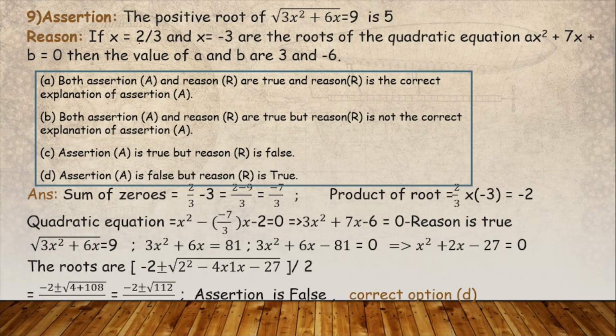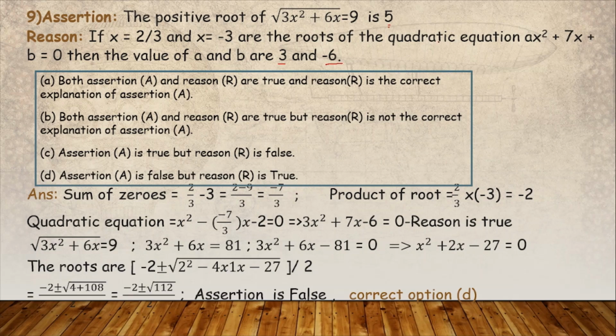Question 9. Assertion: the positive root of root 3x square plus 6x equal to 9 is 5. When you solve this equation, you will get two roots. One of the roots is positive, that root is 5. This is the meaning of the assertion. Reason: if x equal to 2 by 3 and x equal to minus 3 are the roots of the quadratic equation ax square plus 7x plus b equal to 0, then the values of a and b are 3 and minus 6.